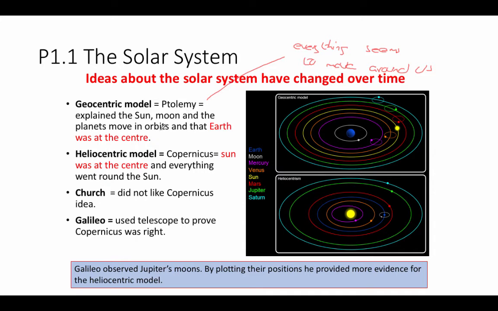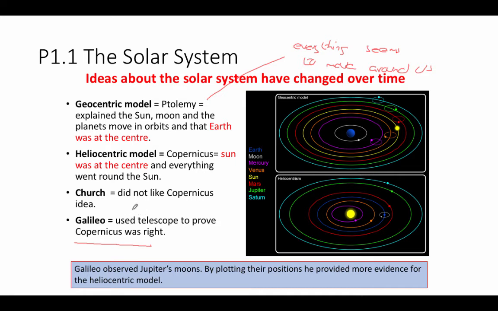However, this changed to what was later called the heliocentric model. Now, this at first was very much opposed because it went against religious ideas of us being in the center of everything. God created us, so we are in the center of everything and everything goes around us. So originally it wasn't accepted. Who got the evidence for it? Galileo. He used a telescope to prove the heliocentric model was the correct model.